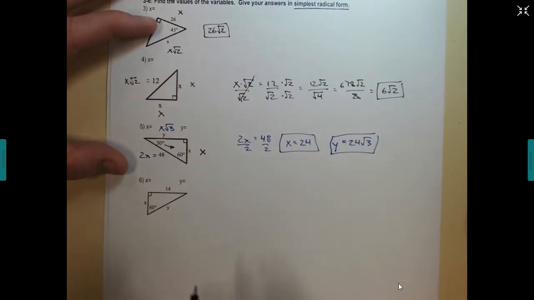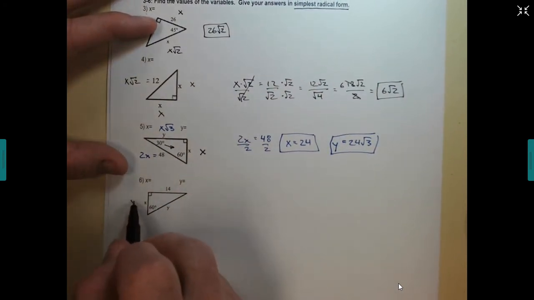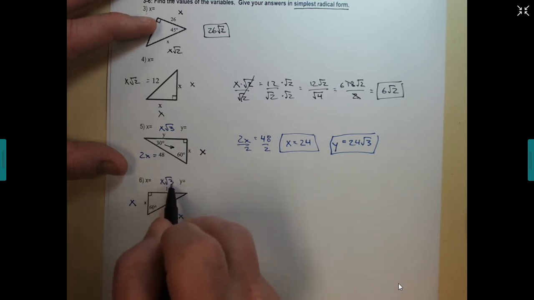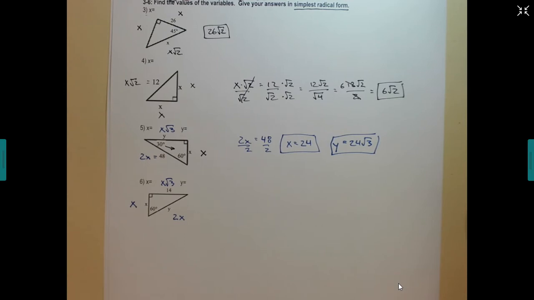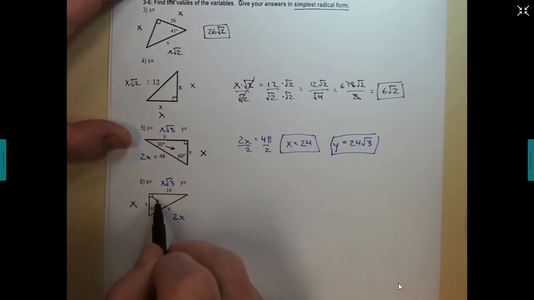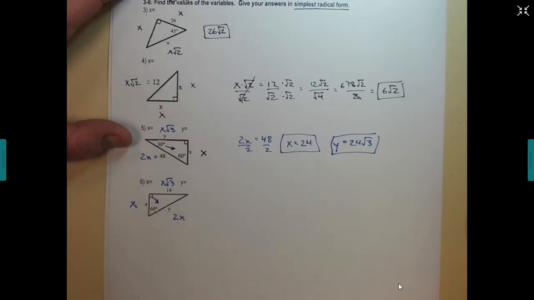Here's the toughest version. Label my sides x, 2x, and x times the square root of 3. Remember, if you can't get those labels in the right place, you absolutely will not get the right answer. In fact, you will get specifically all wrong answers. So just remember, the 2x always has to be across from the right angle. Okay? X has to be across from 30.